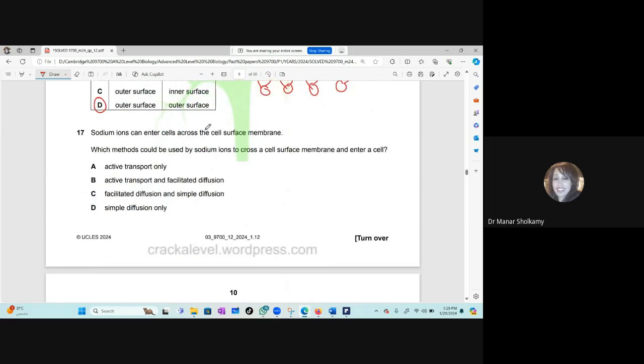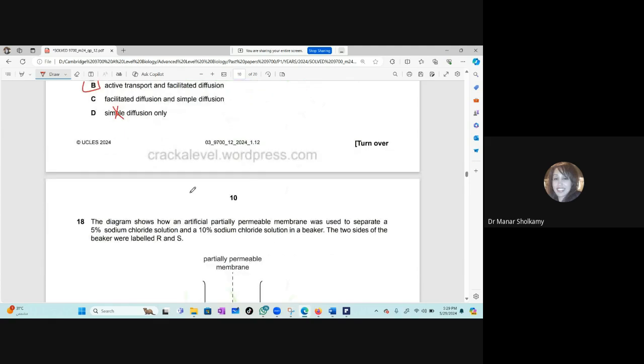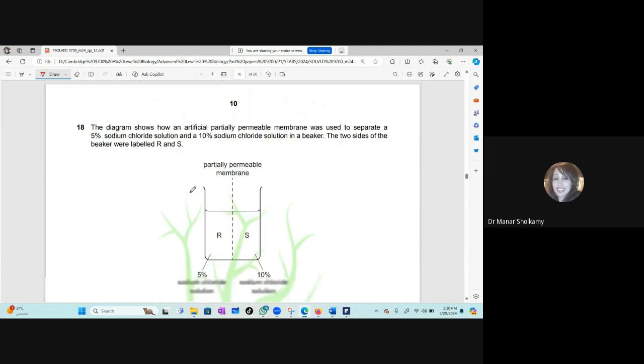Sodium ions can enter cells across the cell surface membrane. Which methods could be used by sodium ions to cross a cell surface membrane and enter a cell? Active transport only, active transport and facilitated diffusion and simple diffusion, or simple diffusion only. Give me an answer and tell me why. Active transport and facilitated diffusion. Well done. Simple diffusion is incorrect because they're polar and the membrane has a hydrophobic core, so they have to cross the membrane using some sort of channel or carrier protein. Perfect. So 17 is B.